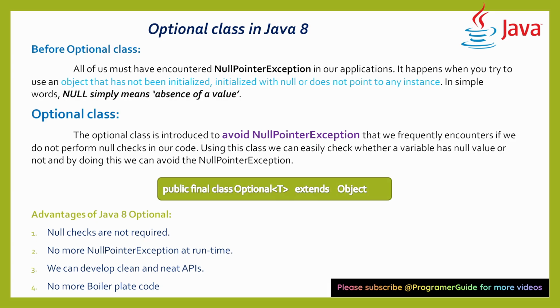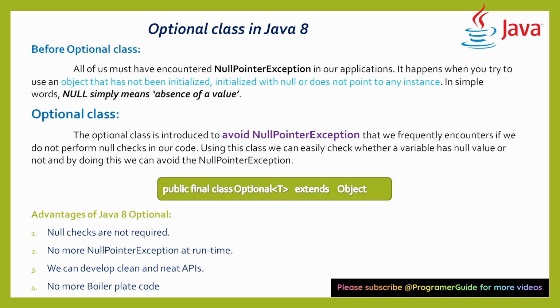It happens when you try to use an object that has not been initialized, or was initialized with null, or does not point to any instance. In these scenarios, you might have encountered NullPointerExceptions. In simple words, null means absence of a value. To avoid such exceptions, even if you have initialized with null or it does not point to any instance, in those kinds of scenarios.